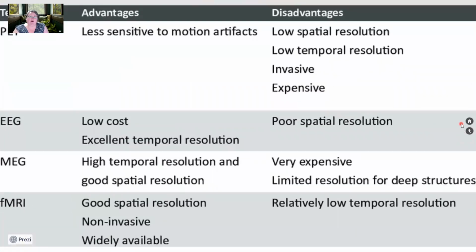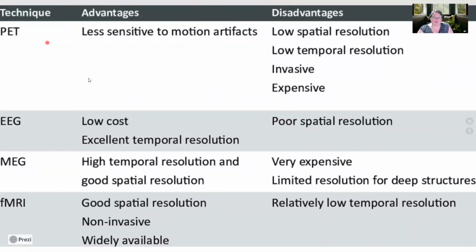So this table I found is actually, let me move my camera over here so you guys can see that. So we've got the PET scan, and there's pros and cons to each of these ways of measuring brain activity. The PET scan is less sensitive to motion artifacts, so it might have that higher resolution, but there's a lot of disadvantages. It's more invasive. Somebody's being injected with a radioactive isotope, low spatial resolution, low temporal resolution, and it's expensive.